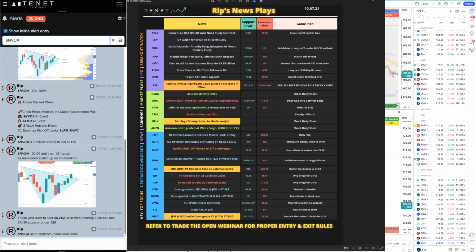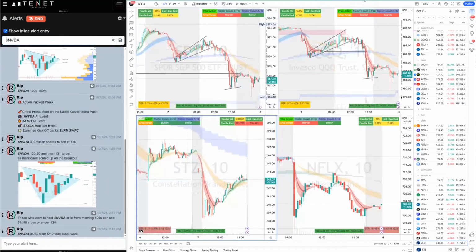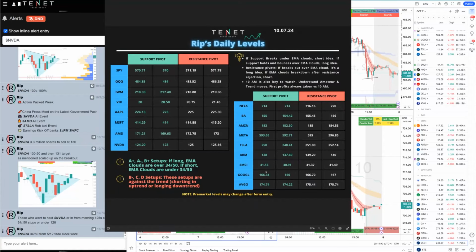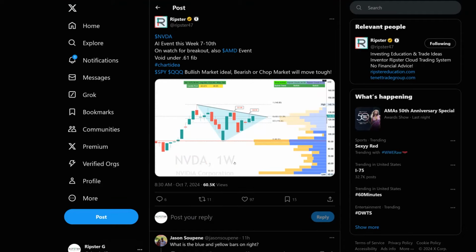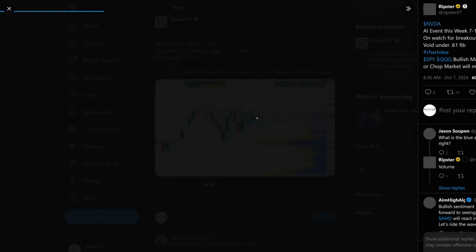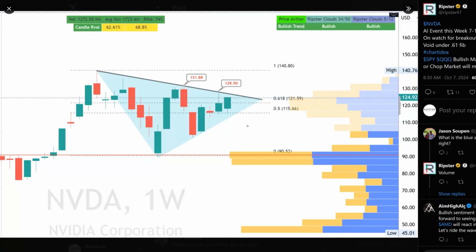And not only that, as soon as the market opened, I saw a lot of flow. Before I talk about that, let's look at levels for NVIDIA. The levels for NVIDIA I gave were 125 and 125.16. So those two were our breakout levels. Not only that, I did tweet this setup first thing in the morning, 1 hour before the market open. AI event, watch for the breakout under 0.61. It's a void. So basically, we're looking for this breakout to long.